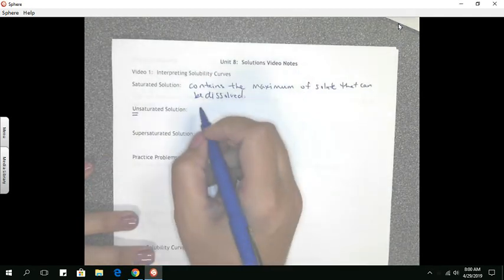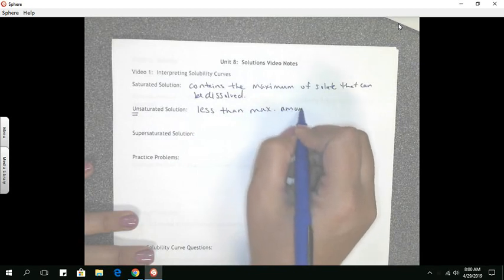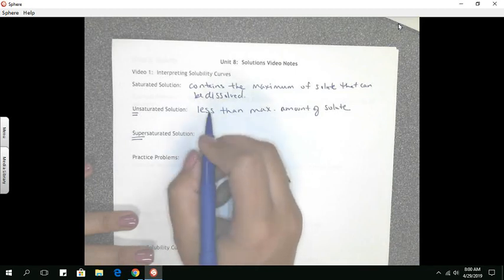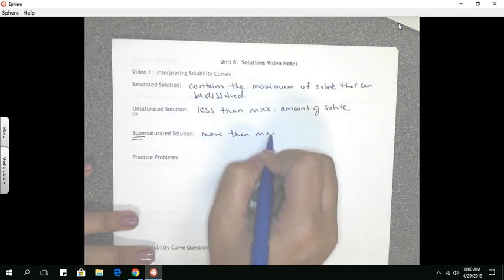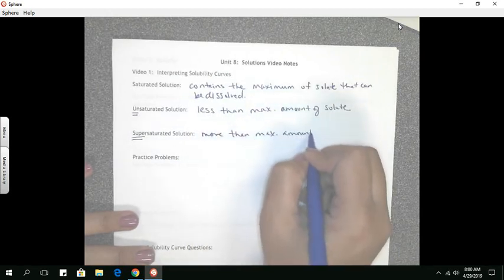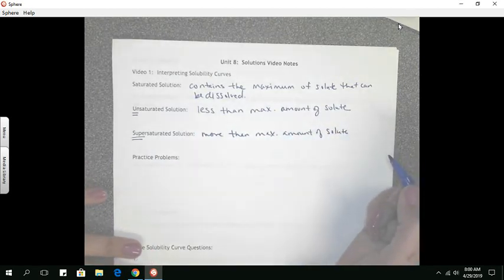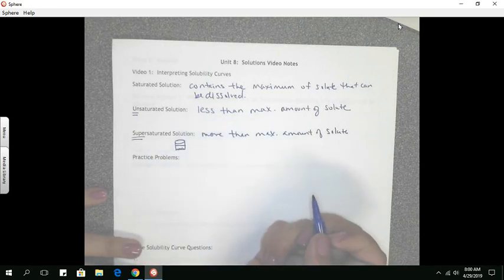Unsaturated, the prefix un meaning under or less than. This contains less than the maximum amount. And then super, of course, meaning above or over, right? And so that contains more than the maximum amount of solute. Typically, what that means is that you still have not precipitate, but some solid at the bottom, right? You have some solid still left at the bottom, okay?